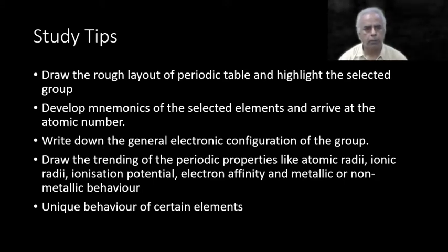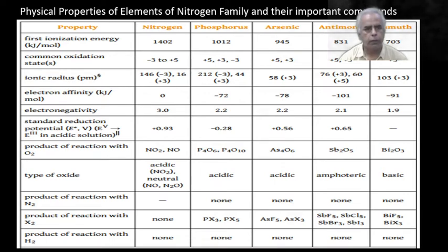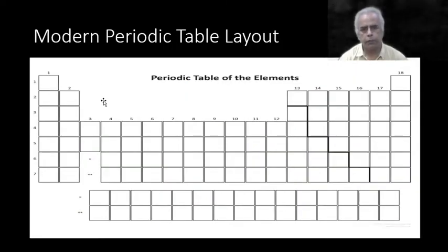See, the periodic table can be generalized like this. This is the general layout. Here you have the first two columns, they are S block, and the last 1, 2, 3, 4, 5, 6 groups are P block elements. In between you have D block elements and F block elements.